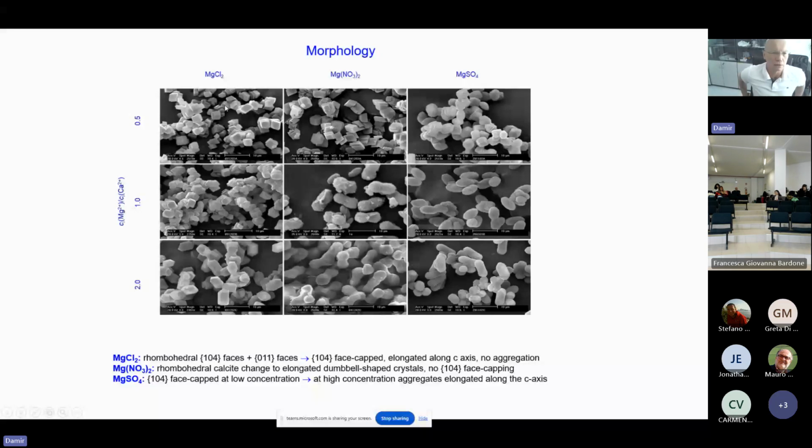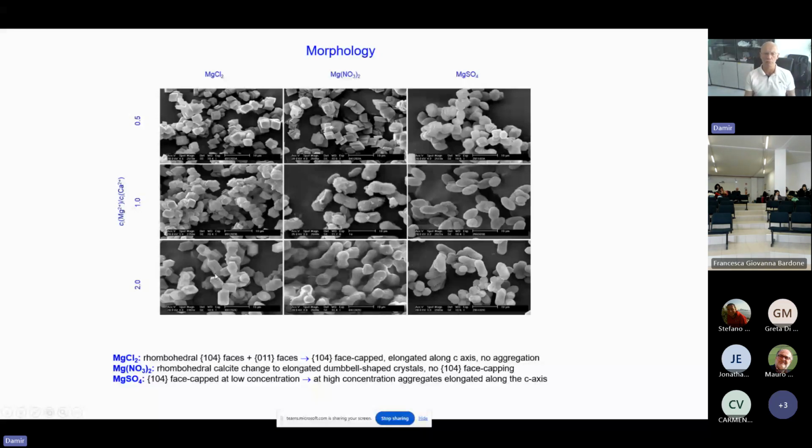This calcite is relatively regular rhombohedrons at a very low concentration of magnesium. And this calcite is characterized by one of 4 phases. By increasing the concentration of magnesium, 0.011 phases appear on these crystals. So finally we have the 104 phase and elongated calcite crystals. What we find here is no aggregate. This is a monocrystal of calcite.